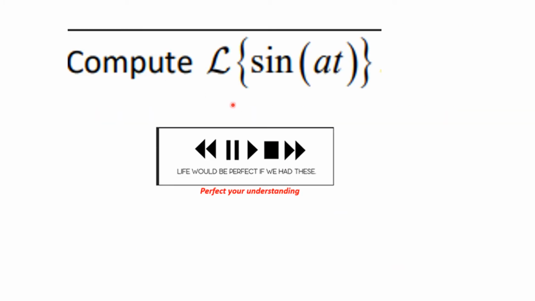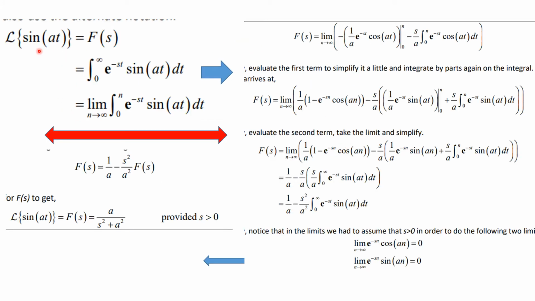Let's do another one. Here you are to compute the Laplace transform of the sine of at, where a is a constant. You know what to do. Let's see how you did. So that's going to be a function of s, and here's the definition of the Laplace transform of sine of at. And this is going to be the limit as n goes to infinity of the integral from 0 to n of e to the minus st sine of at dt.